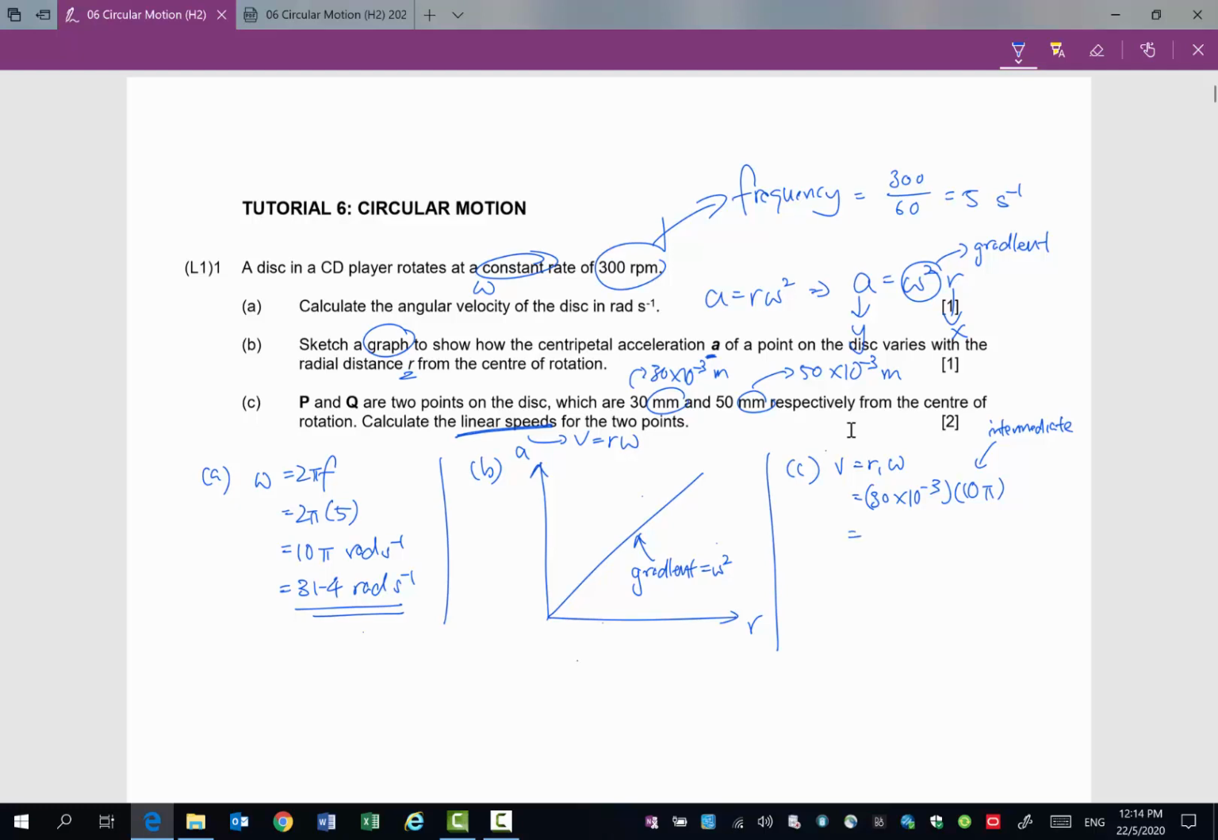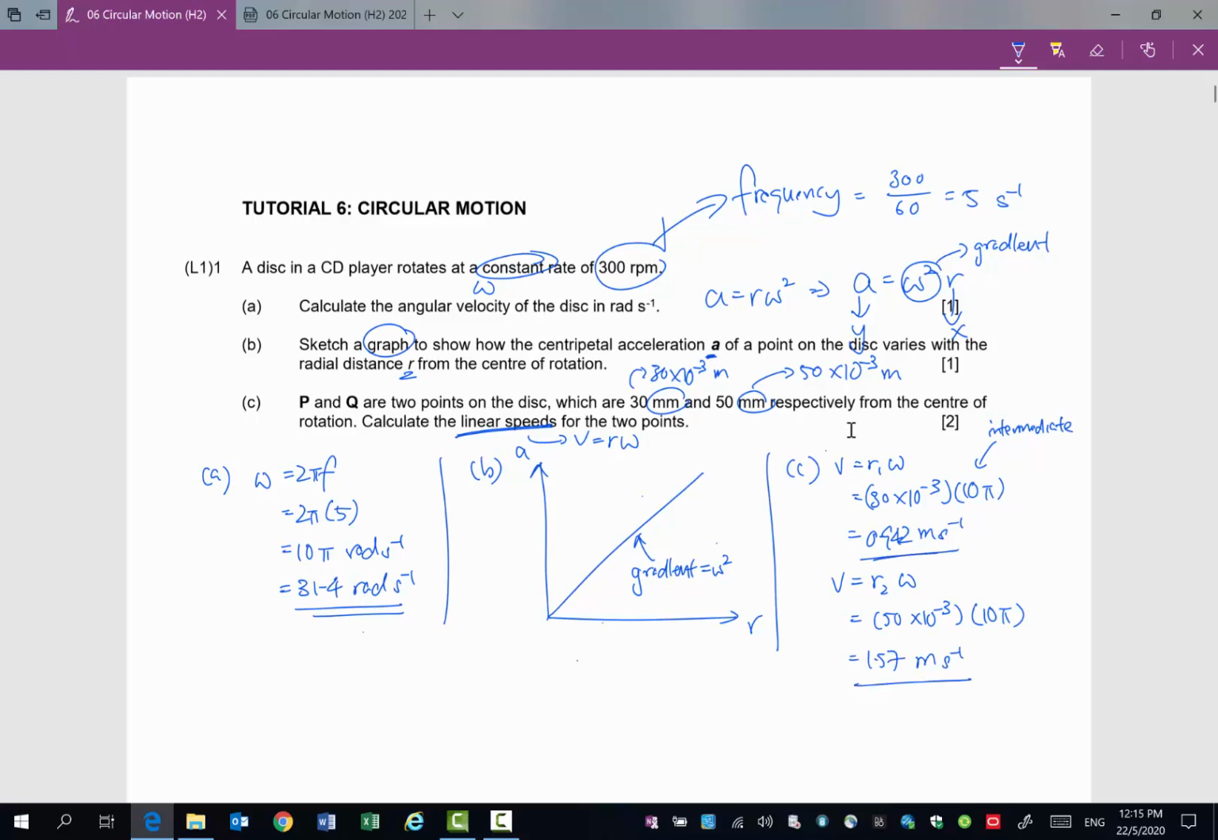After calculating, you should get v equals 0.942 meter per second. Then for the second one, same thing, I'll be using the equation v equals r2 omega. r2 in this case will be 50 times 10 to the power of negative 3, with omega being 10 pi again. Calculating, I should get the answer 1.57 meter per second.